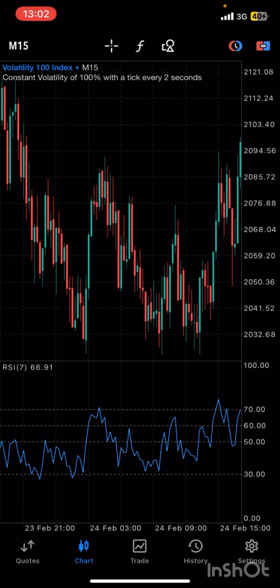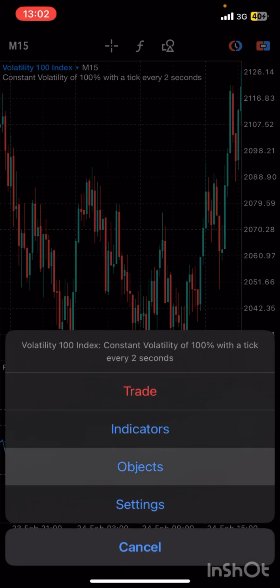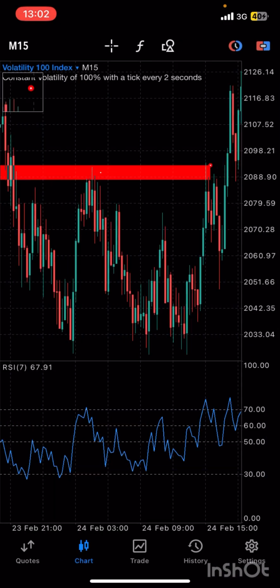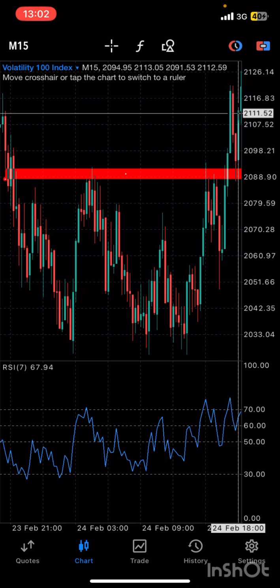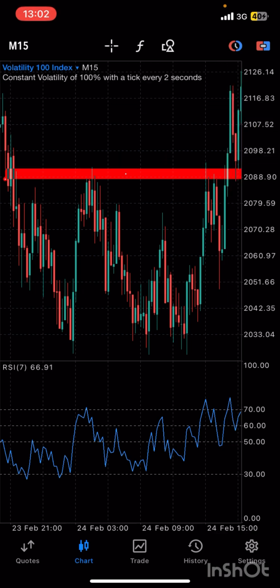So what you will see is that the market was able to find a support zone at this particular point. So you can see the market was able to break this point, comes down for a retest, and it's probably about to go up. So now you can see what the market has been doing.